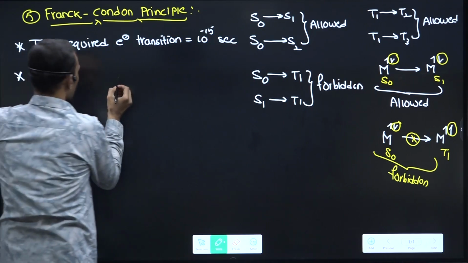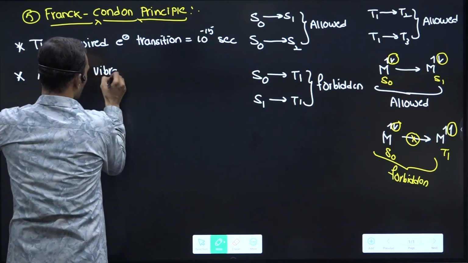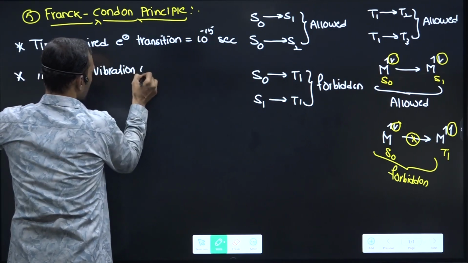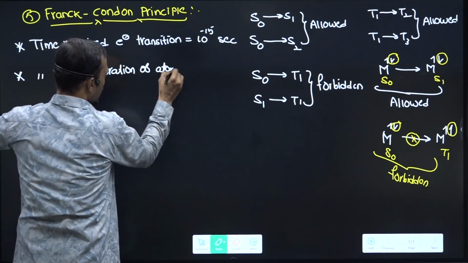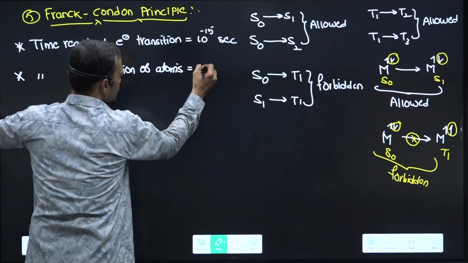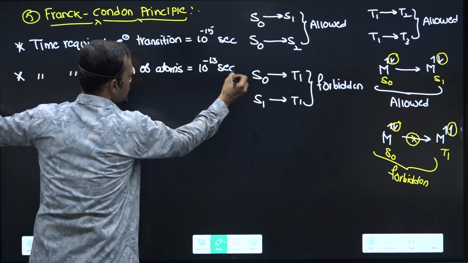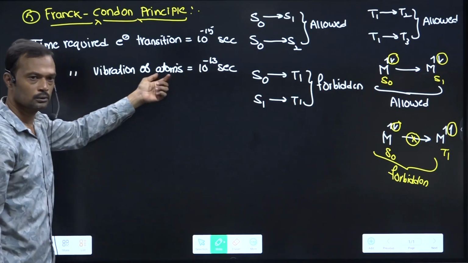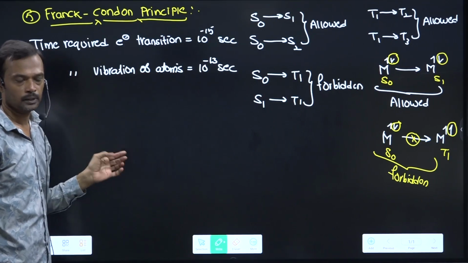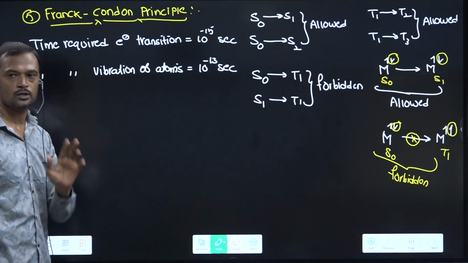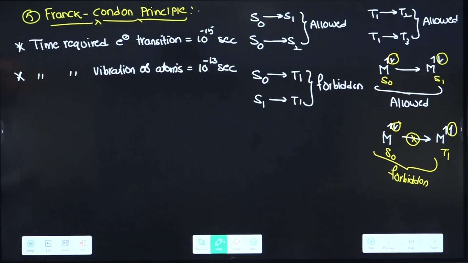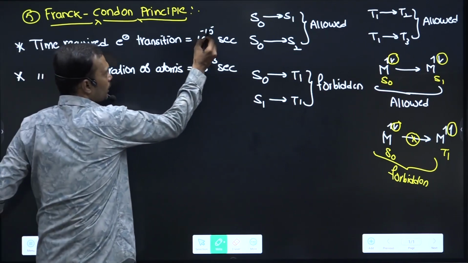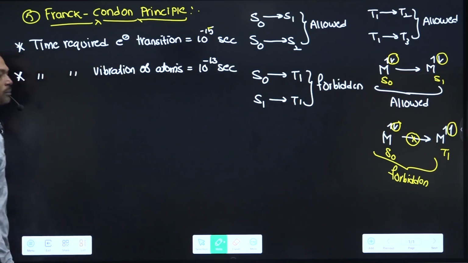Now the time required for vibration of atoms or bonds is 10 to the power of minus 13 seconds. Vibration of atoms is nothing but bonds vibrating. If an atom vibrates, automatically bonds are vibrating. So in some books they write vibration of bond, otherwise you write vibration of atom, both are the same. We are comparing vibrating atom and electronic transition. So indirectly, which is having less time? Is it electronic transition or vibration of atom?